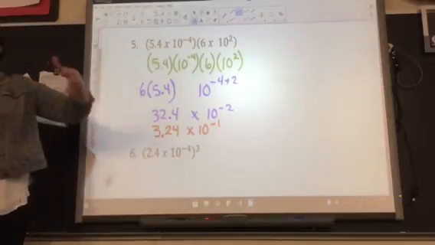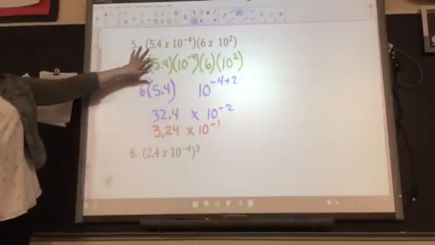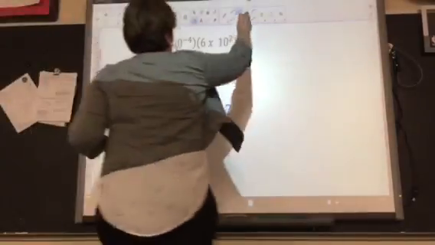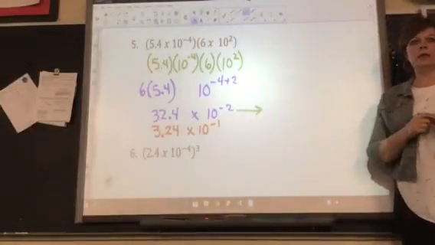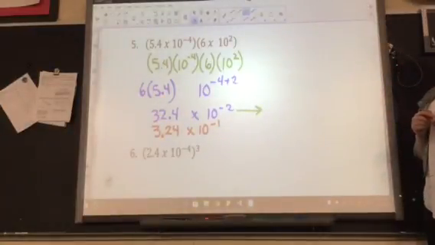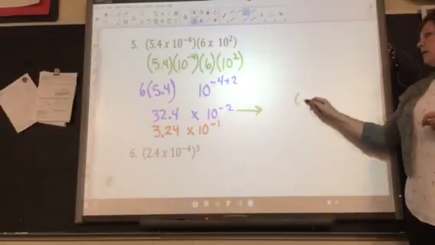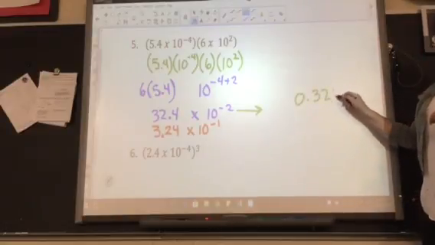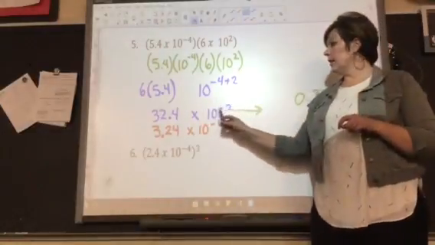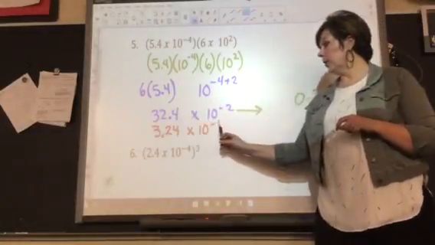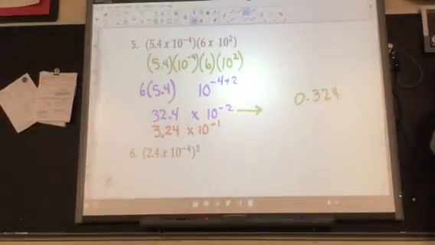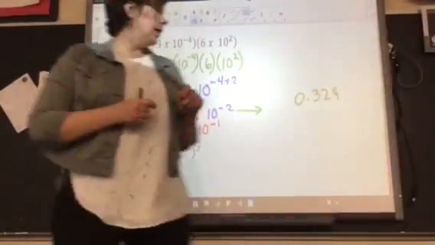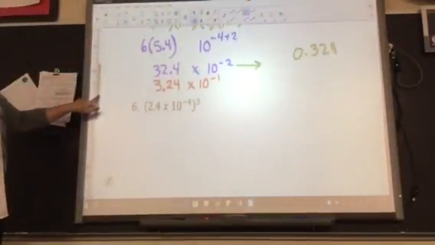What if I have to write it in standard form? Did any of you try this green method in your calculator? If I wanted to put this in standard form, what's that going to look like? 0.324. I can go to the original and move the decimal 2 places to the left, or I can look at my next one and move it 1 place to the left. 0.324. Okay? What do you think about that? Good.